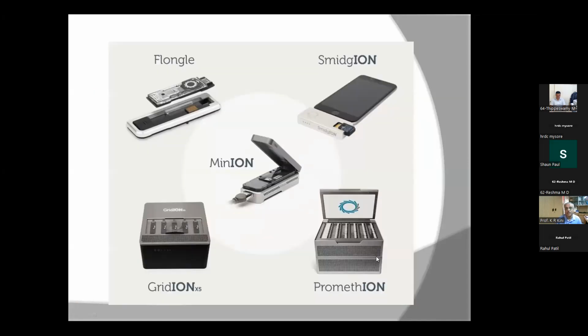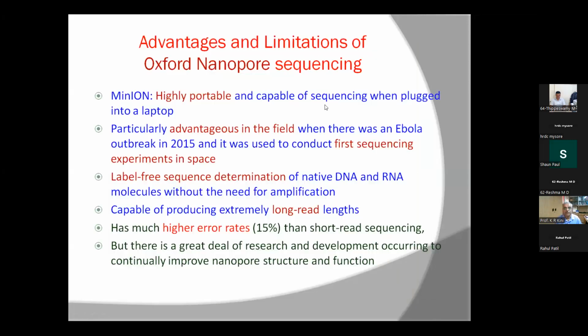So there are various types of machines they have come up with. Flongle, then SmidgION, which they claim can be connected to a smartphone. So using your smartphone, you can do DNA sequencing. Then you have the MinION or GridION and PromethION, which are the large scale ones. These are the smaller ones.